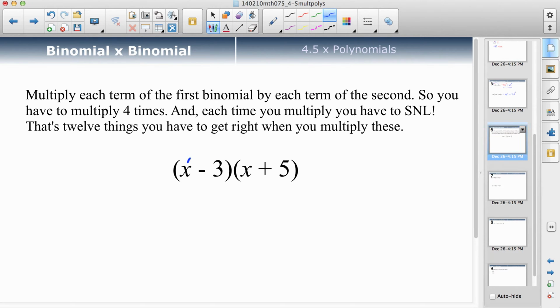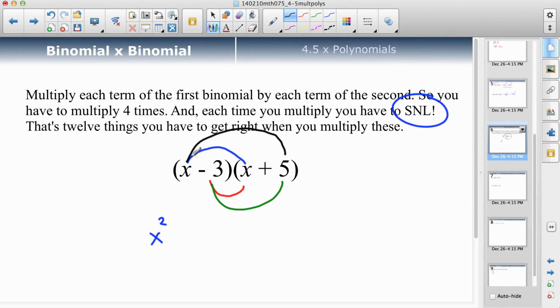So I'm going to multiply the x times this x, and then I'm going to multiply the x times the 5, and then I'll multiply the negative 3 times the x, and lastly I'll multiply the negative 3 times the 5. So let's start with this one. And remember, each time you're doing SNL, right? X times x. Sign is going to be positive. Number 1 times 1 is 1, so that first one will just be x squared.